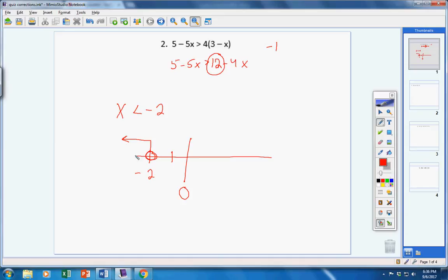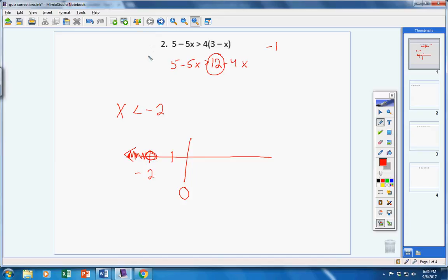That means x is less than negative 2. Some students like to put the arrow right here in the number line like this. That's fine also, I don't care, either way is fine. Okay, so that's why you lost another mistake on this problem. Okay, moving on to number 3.